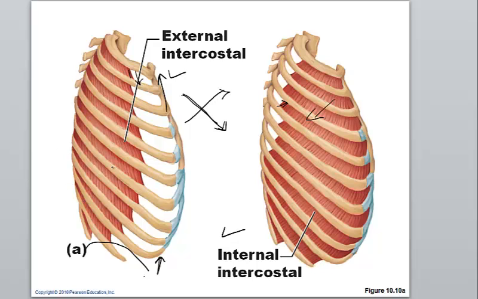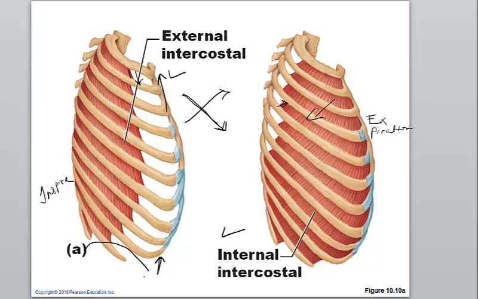The external intercostal muscle is the muscle that we actually use when we breathe. So this will be your inspiration, inspiring the air. The internal intercostal, we usually do not use this muscle, but it is for expiration. So why don't we use this muscle for expiration?